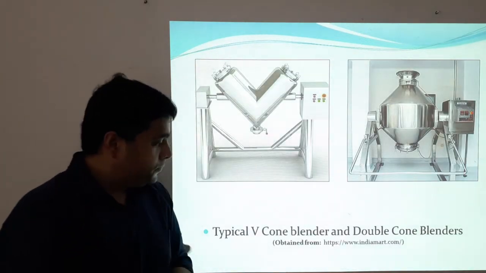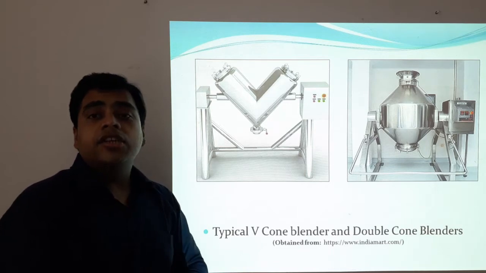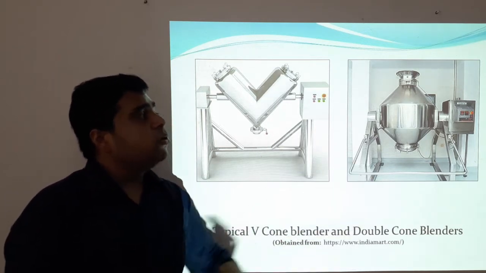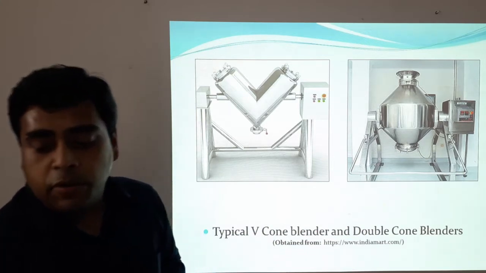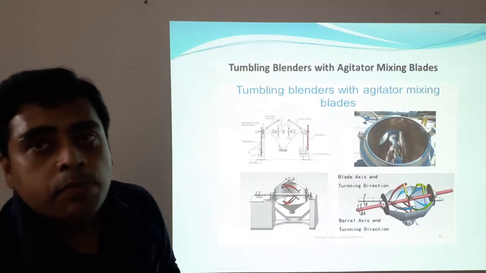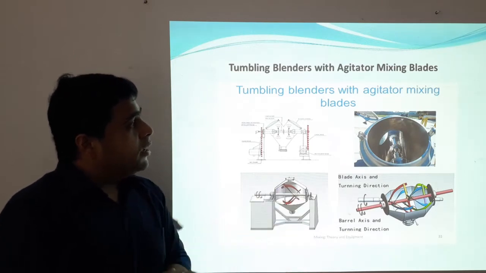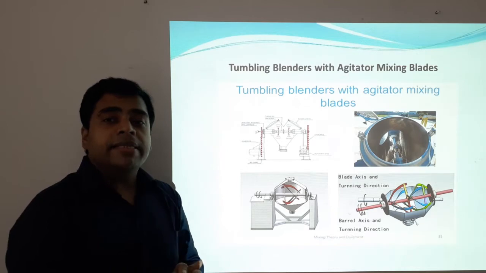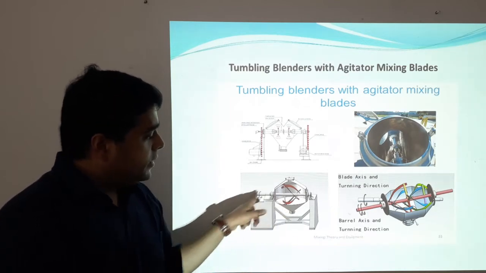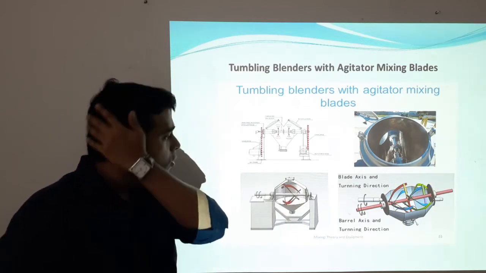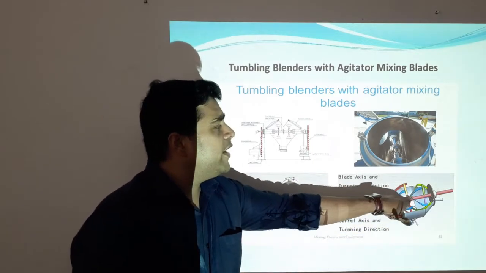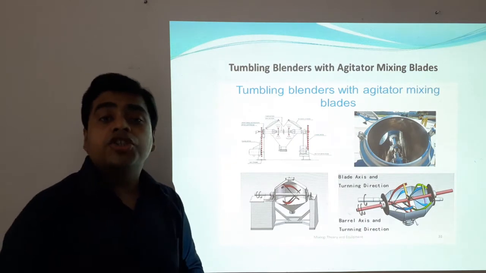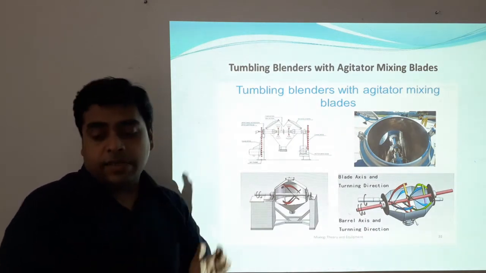These are the diagrams of industrial V-cone and double cone blenders. Double cone blender we can also find at our laboratory, pharma engineering laboratory. These are some of the mixers or blenders with agitator mixing blades. So these are the simple attachment, just like a double cone. So it is provided with different categories of attachment or blades to provide some extra shear, so that we can break the lumps as well.